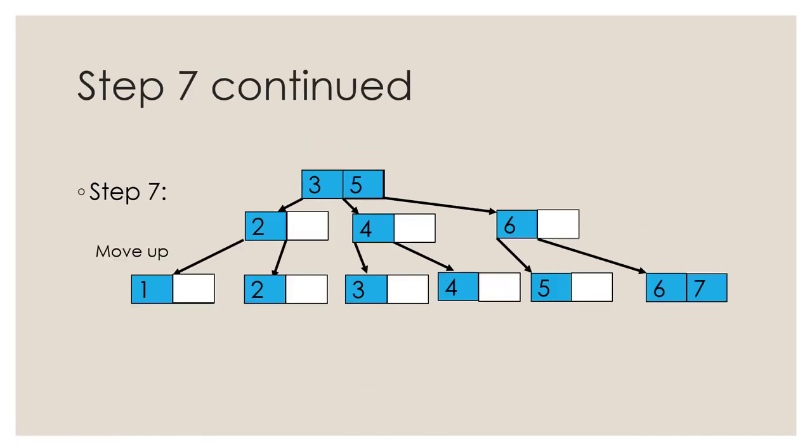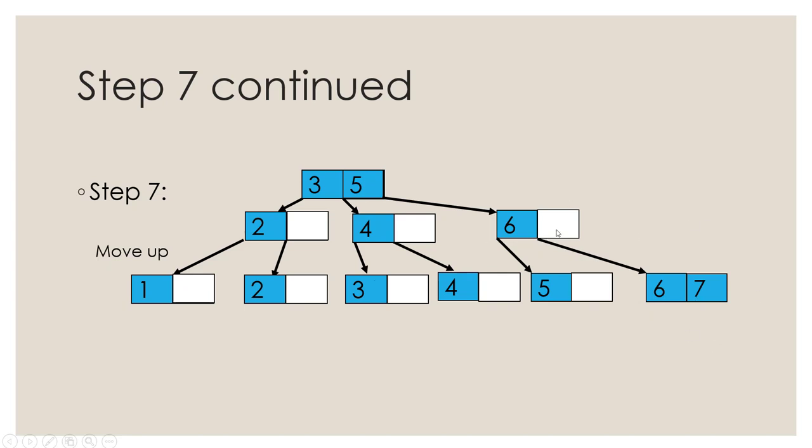And based on that, these are going to be our index values, 2, 3, 4, 5, 6. And based on that, anything less than 2, between 2 and 3, between 3 and 4, and so on go here. And 6 and up will go here.